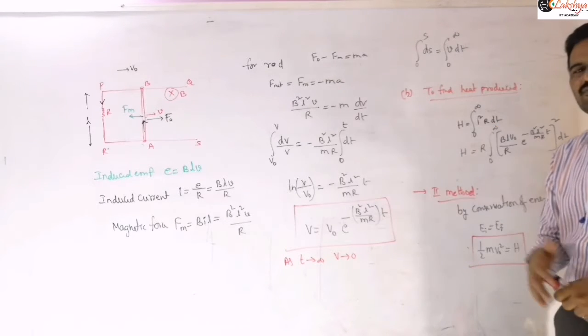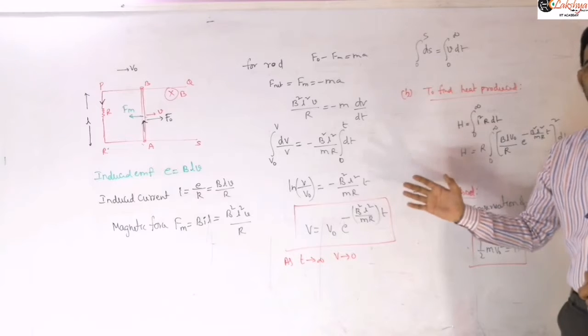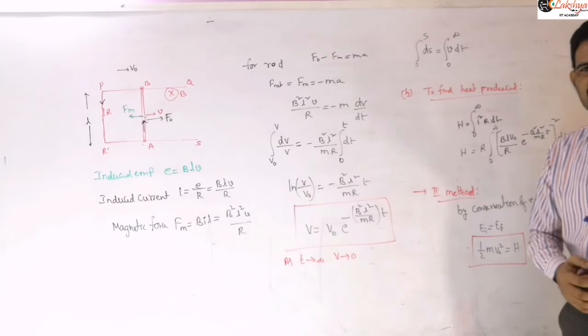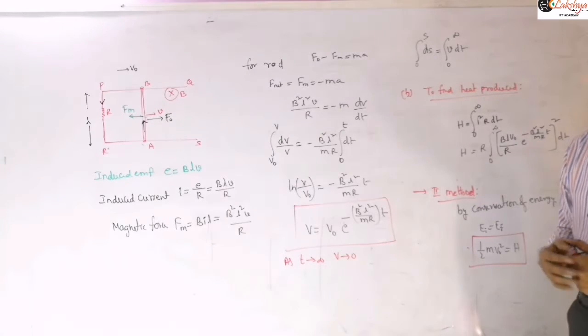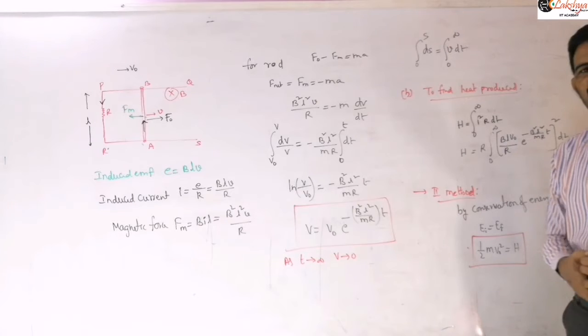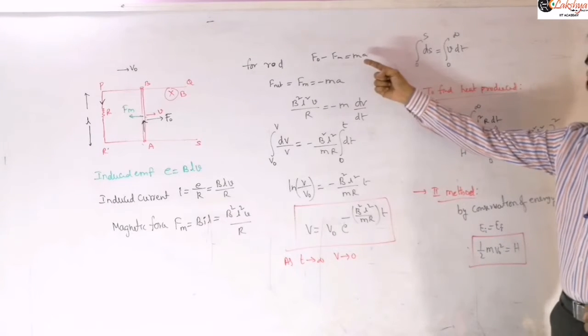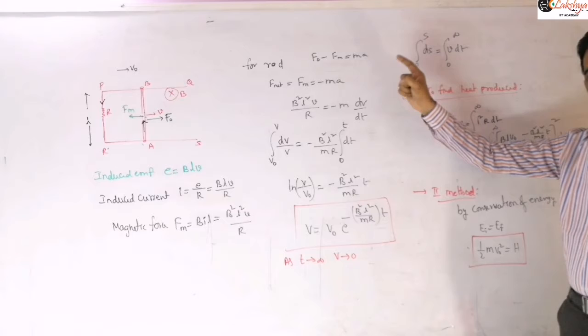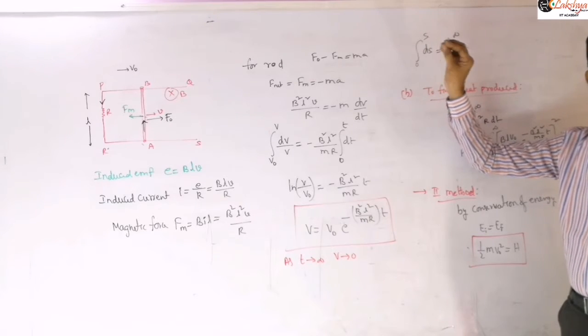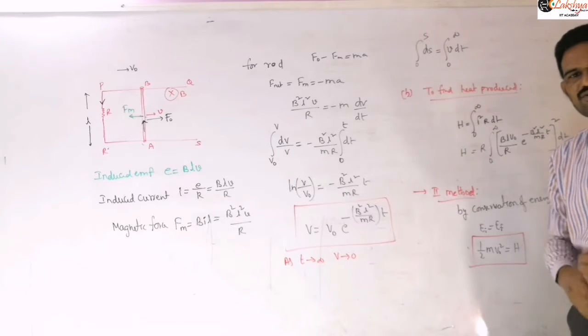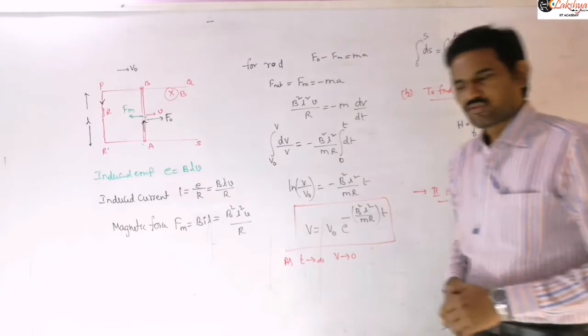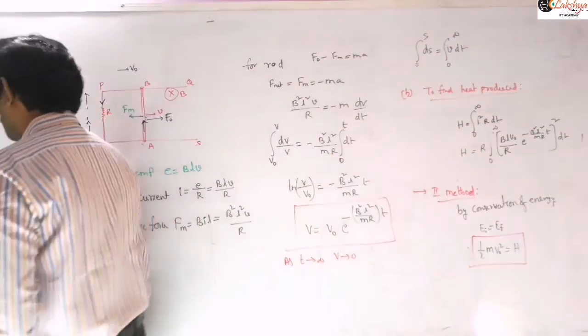So once you derive that velocity, you will get the maximum possible velocity in that velocity expression. So the maximum possible velocity is nothing but our terminal velocity. Or directly you can do it like this: F naught minus Fm is equal to 0, because terminal velocity means acceleration should be 0. So like that also you can solve that problem.